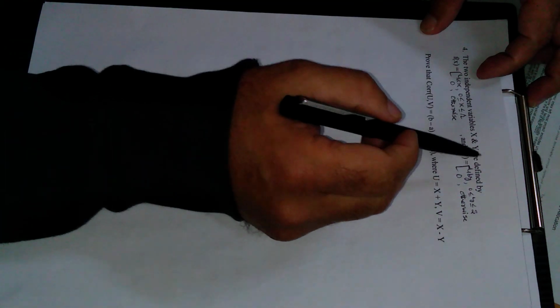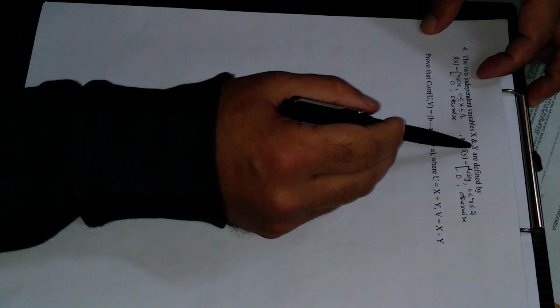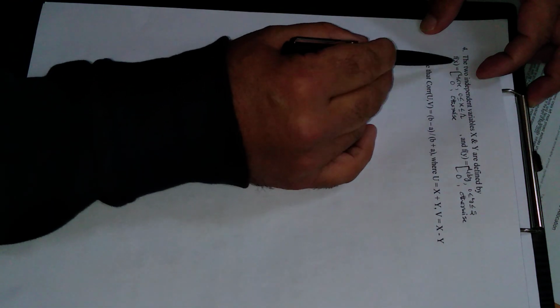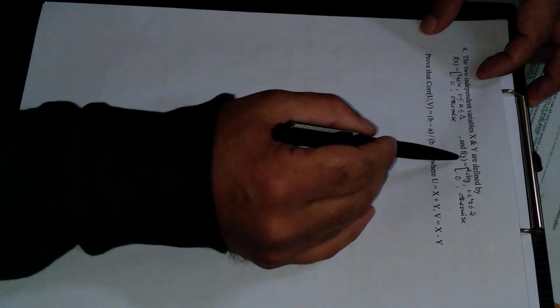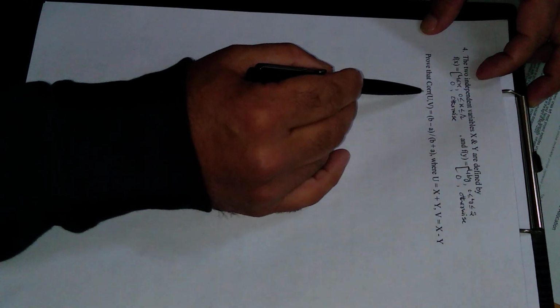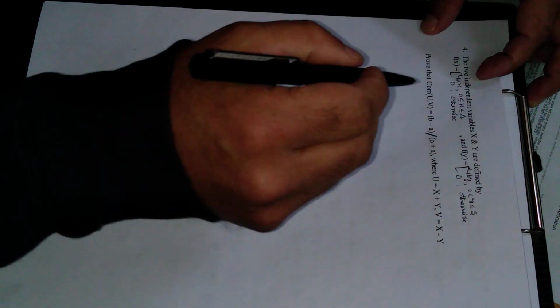Fourth question is this one. We have two independent variables x and y. For two independent variables x and y, density functions are defined. This is the density function with respect to x, and this is the density function with respect to y. We have to prove that the correlation between u and v is (b minus a) divided by (b plus a), where u is x plus y and v is x minus y. Prove.